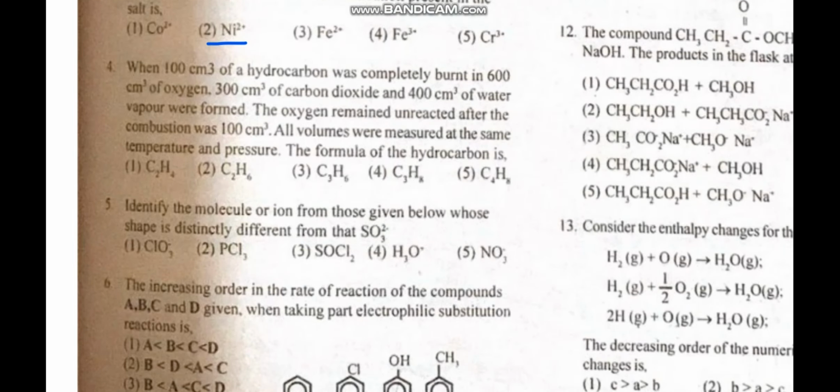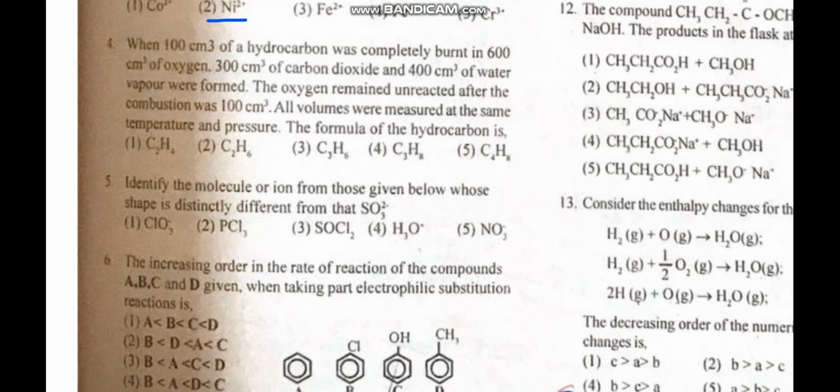When 100 cubic centimeter of a hydrocarbon was completely burned in 600 cubic centimeter of oxygen, 300 cubic centimeter of carbon dioxide and 400 cubic centimeter of water vapor are formed, the oxygen remained unreacted after the combustion was 100 cubic centimeter. So this is a very interesting question. You have to find the formula of the hydrocarbon. Okay, now let's find it.